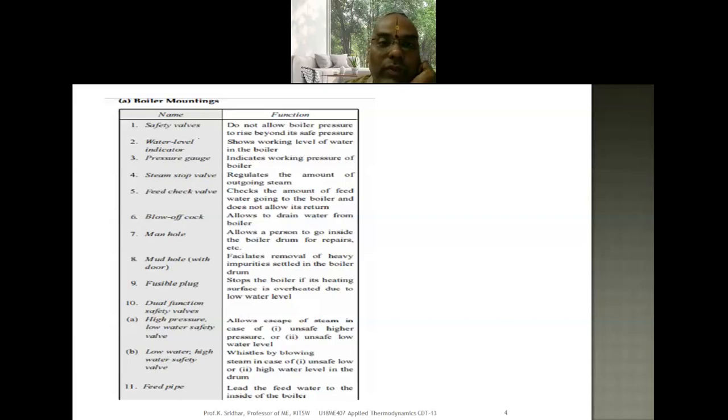Just now I told you that the safety valves are basically used to not allow the boiler pressure to rise beyond the safety pressure. The water level indicator shows the working level of the water in the boiler. The pressure gauge indicates the working pressure of the boiler. The steam stop valve regulates the amount of outgoing steam.